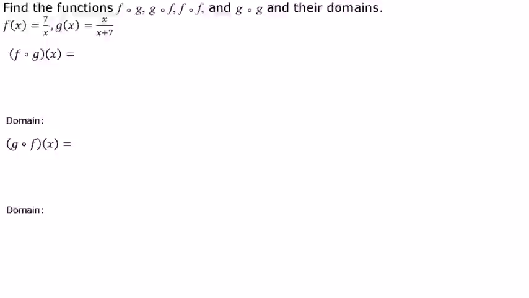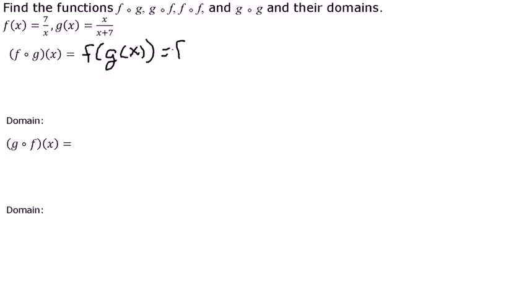We need to find some compositions here. f of x equals 7 divided by x, g of x equals x divided by x plus 7. We need to find f of g of x. So that means we take the f function and we put g of x into the f function. So we have f of g of x.